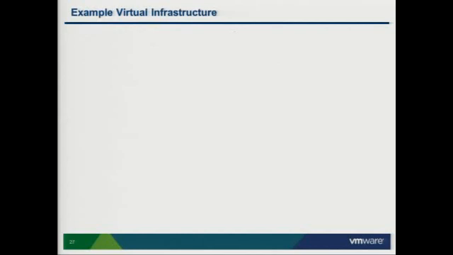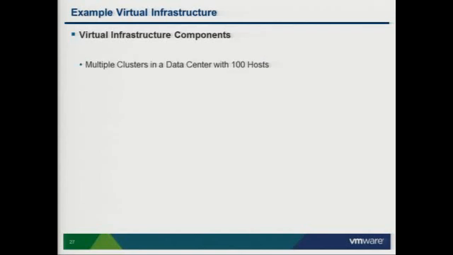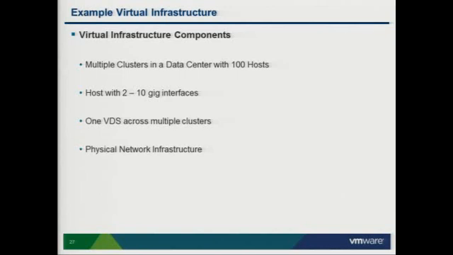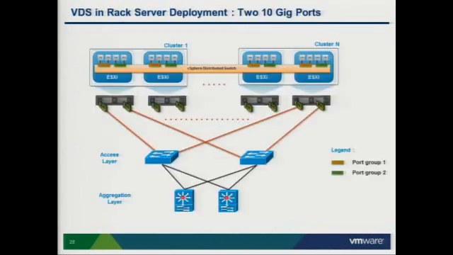So let's take an example virtual infrastructure. In this, there are multiple components: there are multiple clusters in a data center, and suppose there are 100 hosts in your environment. Each host has two 10 gig interfaces, and you have one VDS which spans across these 100 hosts. And you have physical network infrastructure.